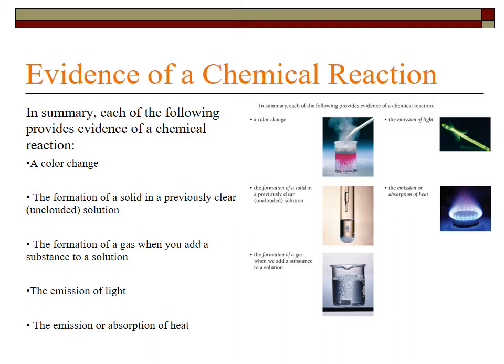It's definitely an evidence of a chemical reaction. The formation of a solid in a previously clear solution. We see there with the eyedropper dropping into the test tube. This is an example of a precipitation reaction. So when I take two clear solutions and I mix them together and I get this white, what we call precipitate, I'm having a chemical reaction.